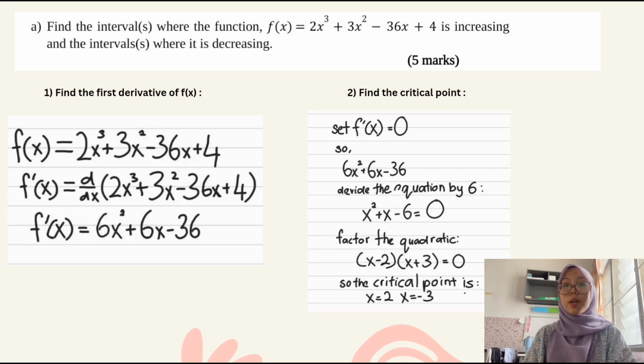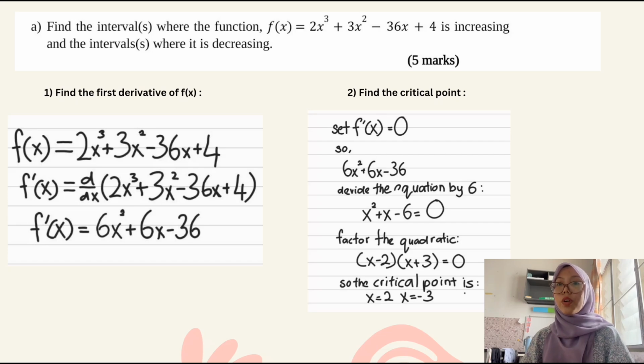So today I'm going to present my question, which is: find the interval where f(x) = 2x^3 + 3x^2 - 36x + 4 is increasing and the interval where it is decreasing. For the first step, we need to find the first derivative. There are 4 terms: 2x^3, 3x^2, negative 36x, and the fourth term is 4. So we get that the derivative is f'(x) = 6x^2 + 6x - 36. The second step is to find the critical points.